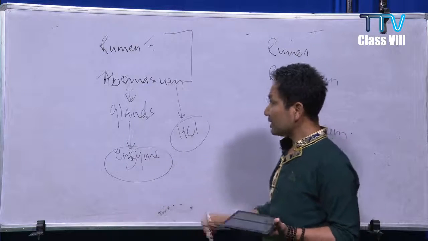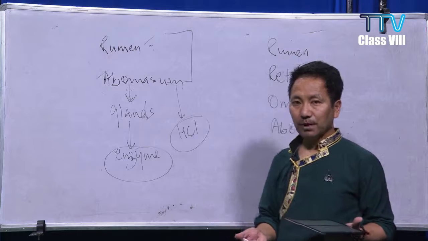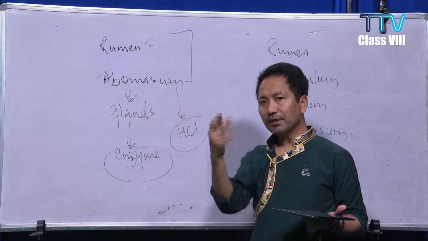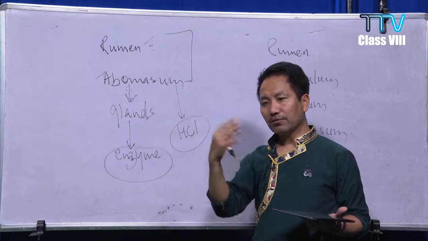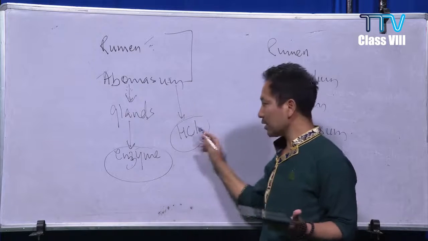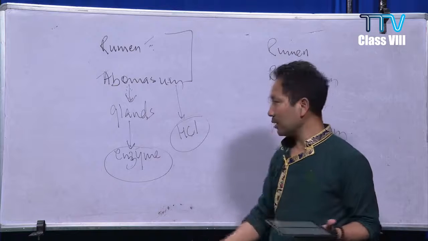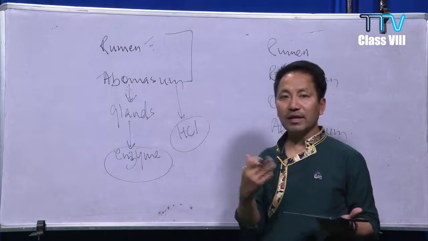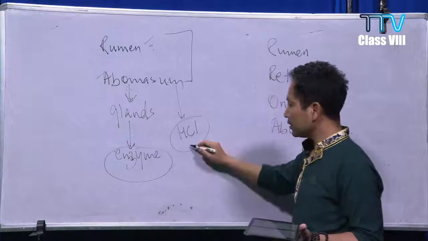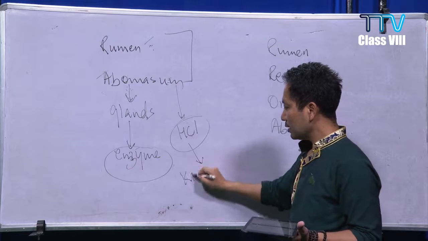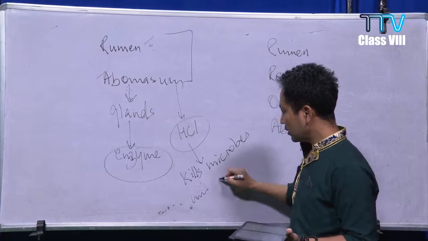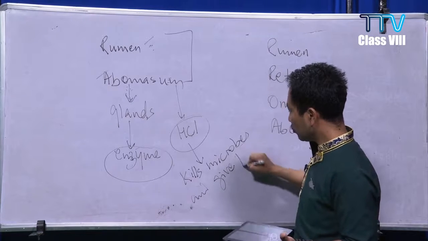And then the HCl acid kills those bacteria that came from the rumen, where many bacteria ferment the food. HCl acid kills those bacteria, the microbes, and provides protein for the ruminants.